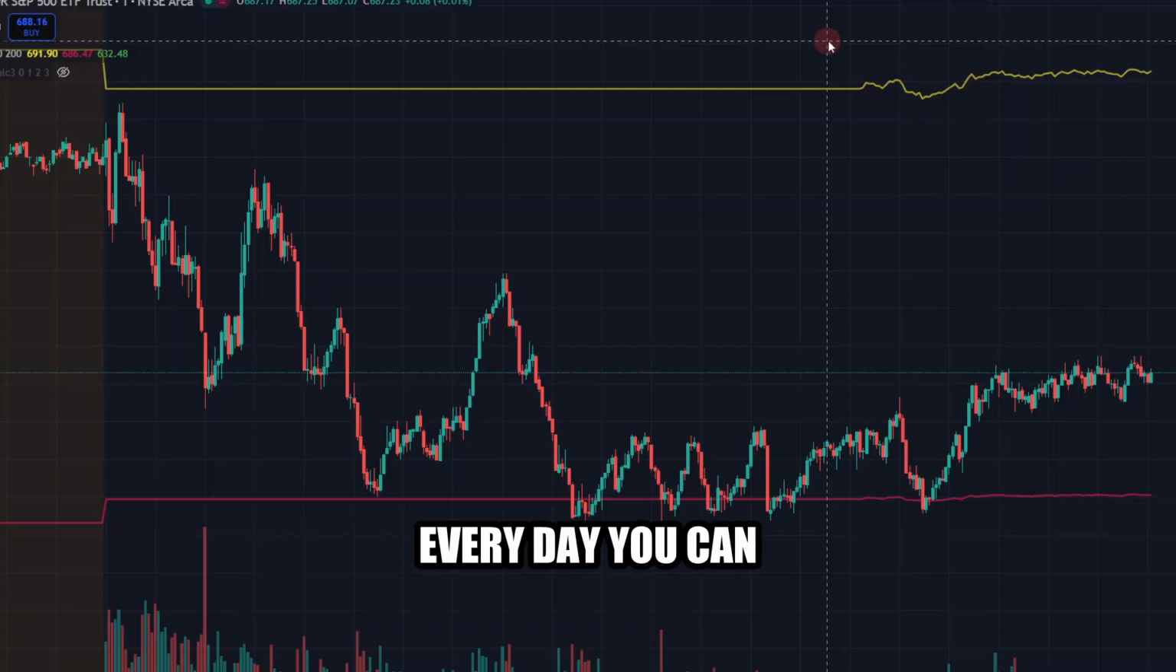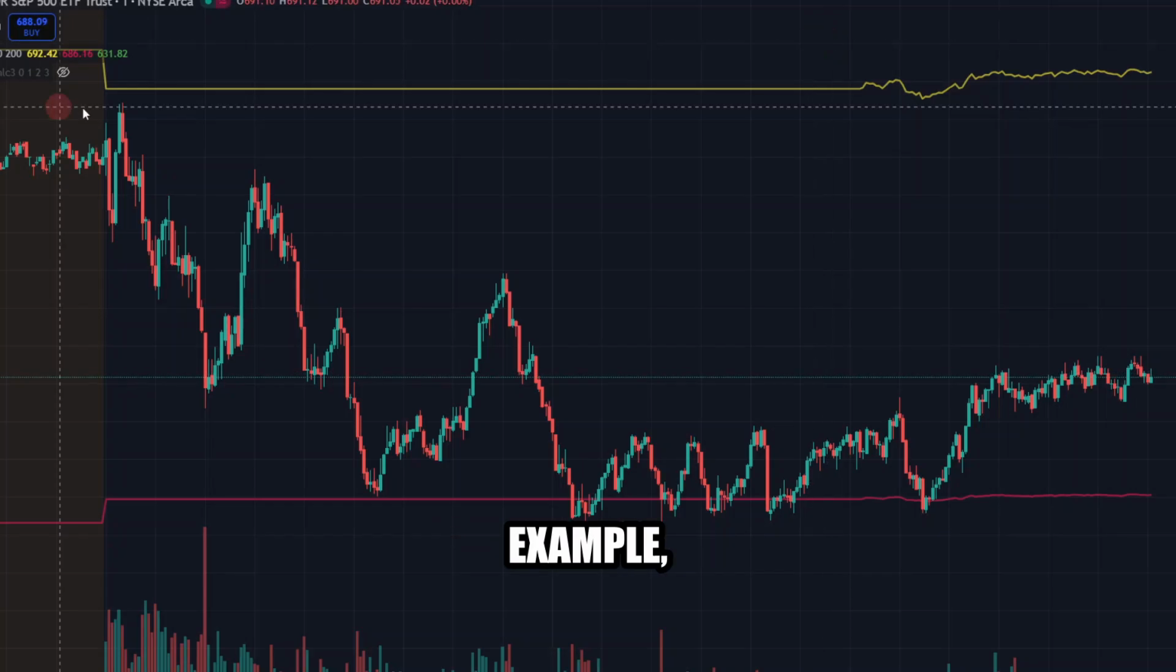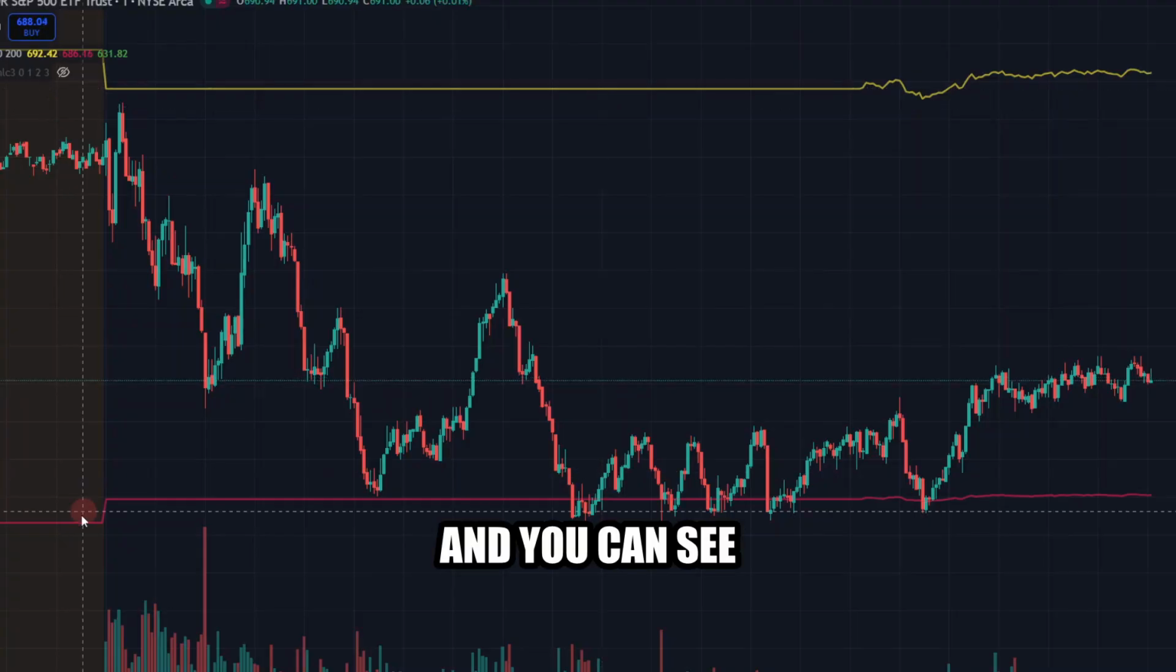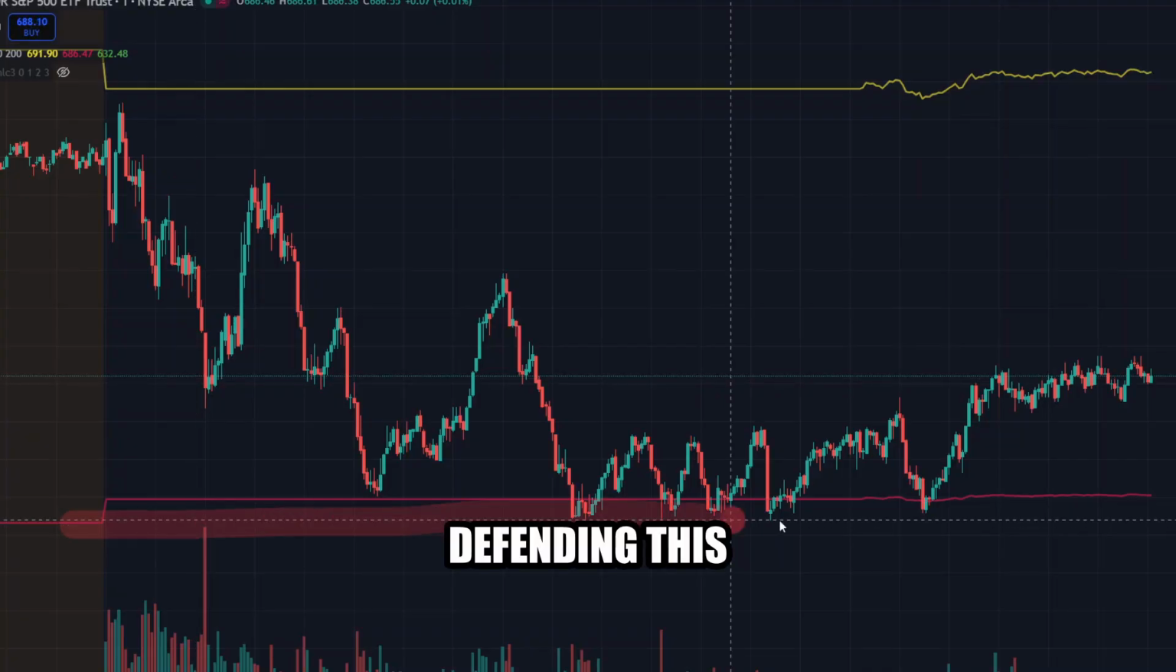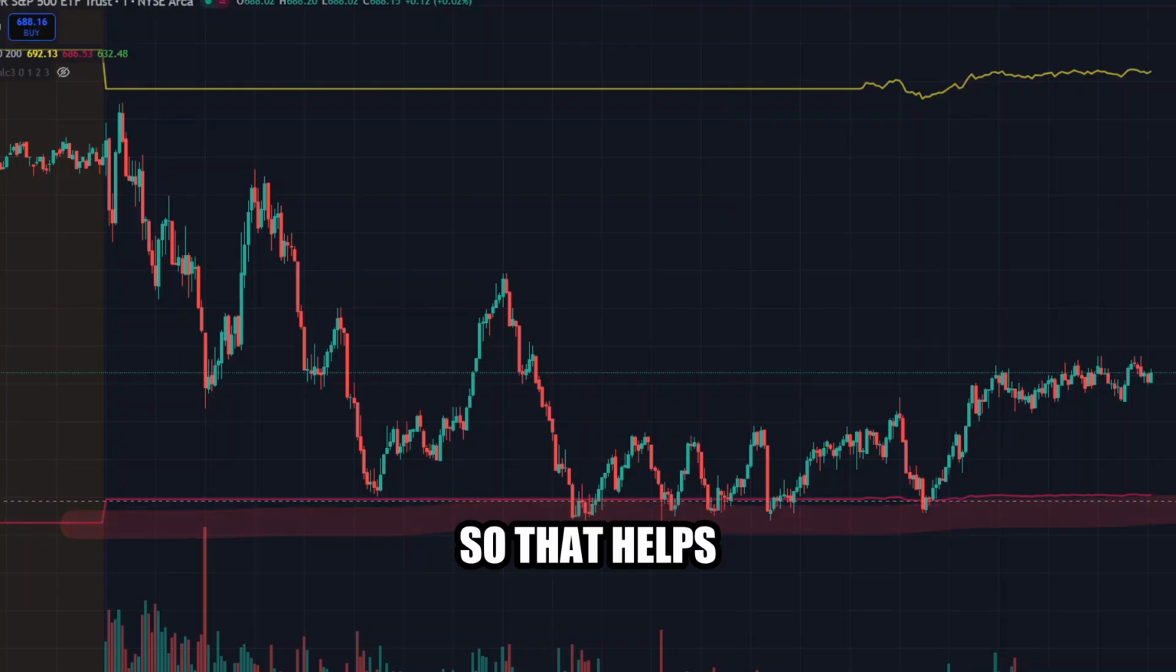And every day you can see how much we use this in the Discord community. Just today, for example, the 5-day moving average is resistance, and you could see the 20-day moving average is the defensive line. The bulls are defending this level at the 20-day moving average. So that helps you in setting your expectations and taking your trades for the day.